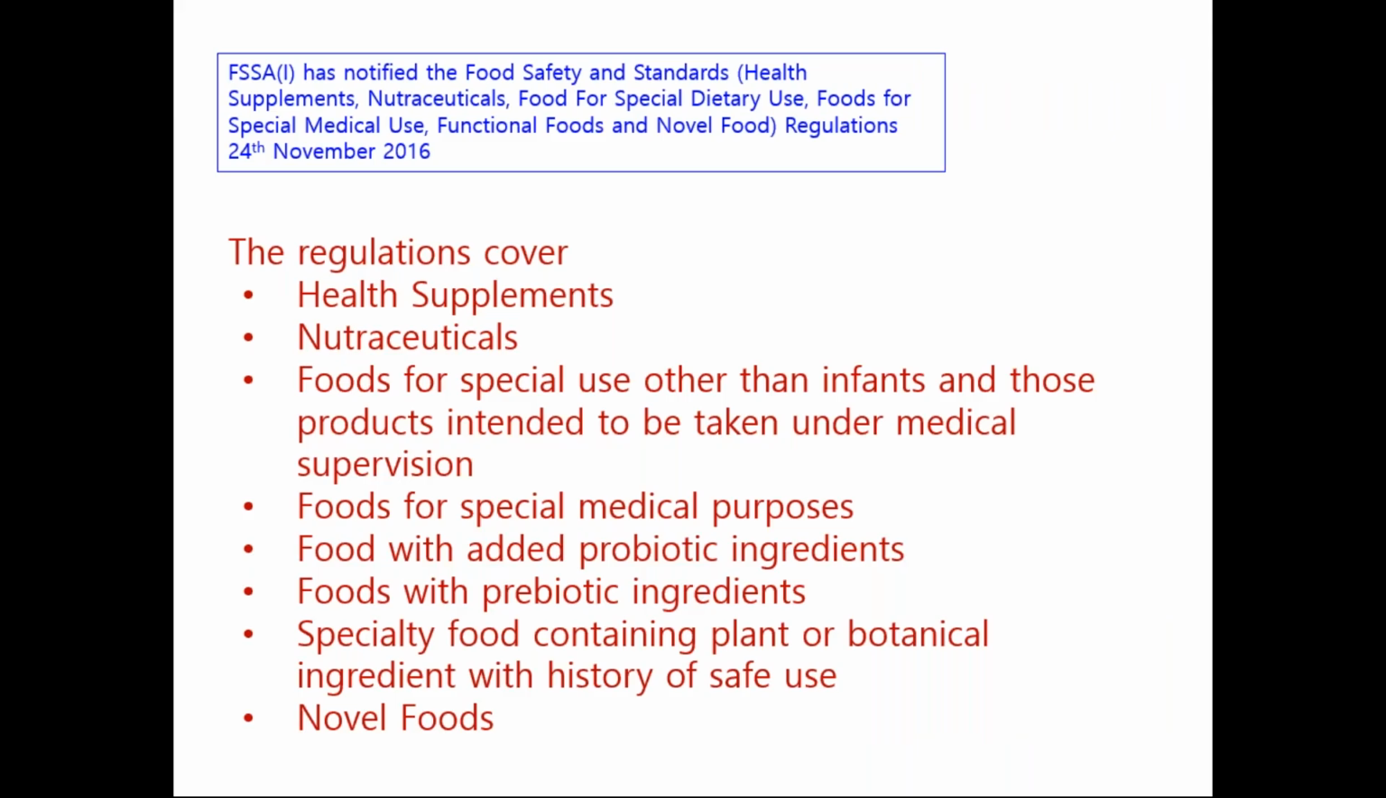FSSAI has notified the food safety and standards regulations for health supplements, nutraceuticals, food for special dietary use, and food for special medical use. And we have looked at all these categories on the webinar in nutraceuticals. So it covers health supplements, nutraceuticals, foods for special use other than infants and those products intended to be taken under medical supervision, foods for special medical purposes, foods with probiotics, with prebiotics, and specialty foods containing plant botanicals.